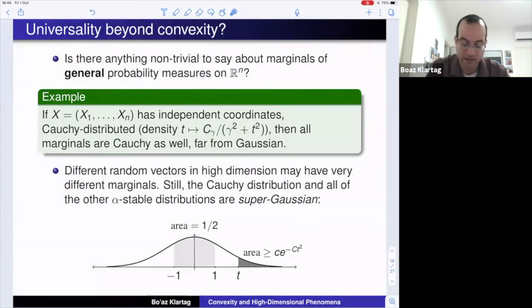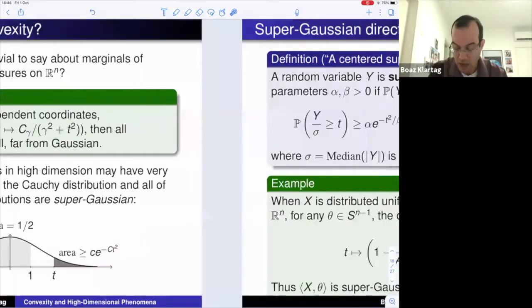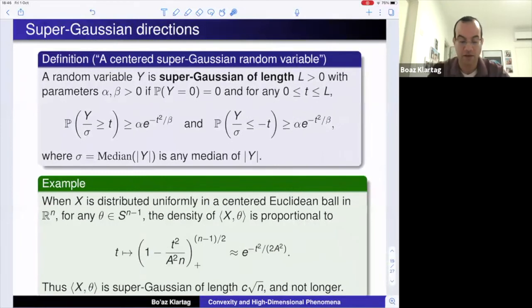Let's normalize the density so that its standard deviation is 1, or variance is 1. And if you don't have second moments, let's assume that half of the mass is between -1 and 1. Then if you ask what's the probability of the random vector to be at least t, it's not Gaussian, but it's above what you get for the Gaussian. This is what seems to be the property that you observe.